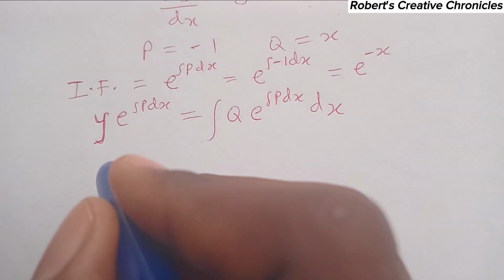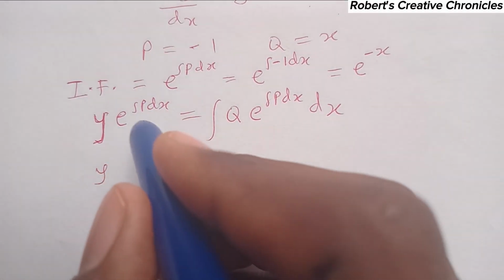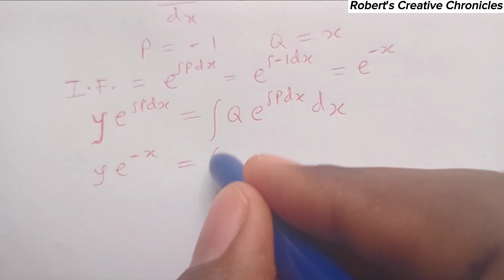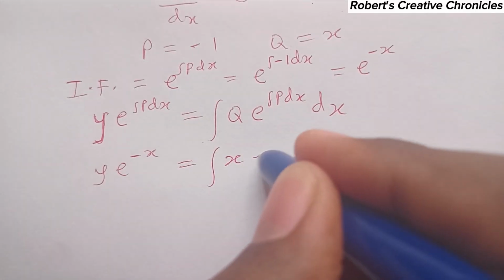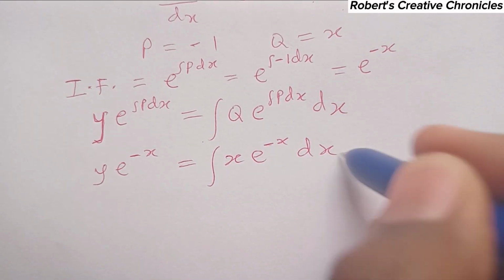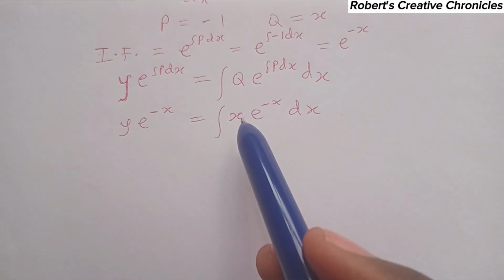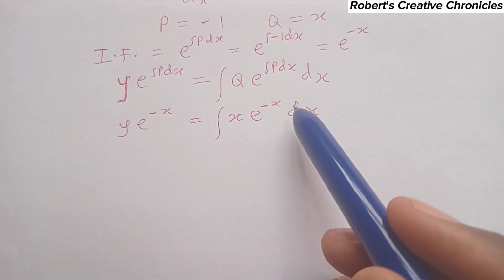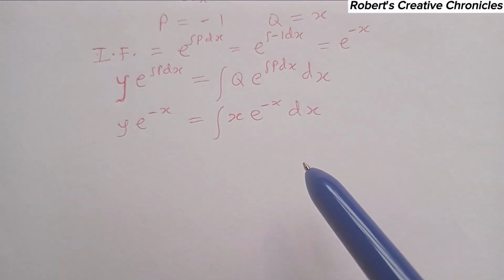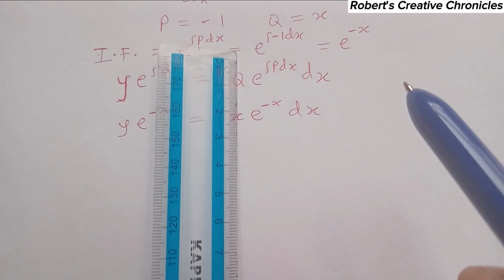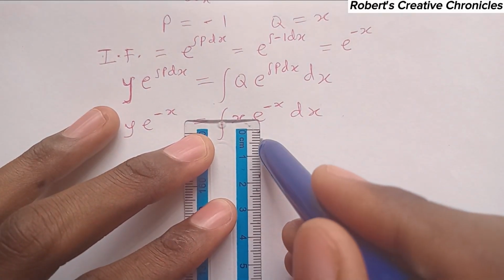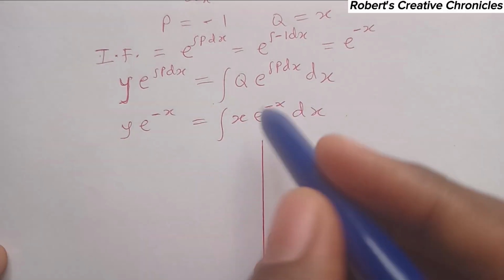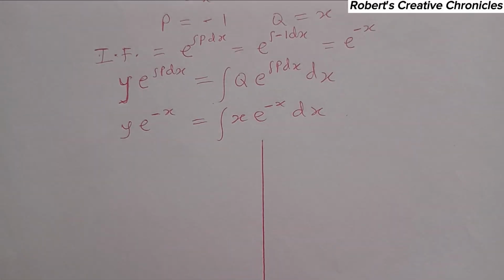So now we have y times e^(-x) is equal to the integral of Q, which is x, times e^(-x) dx. So this is an integral of a product of two functions, x and e^(-x). So we are going to use integration by parts, which is also known as integration of products. So let's demarcate this. Then, we use integration by parts here.